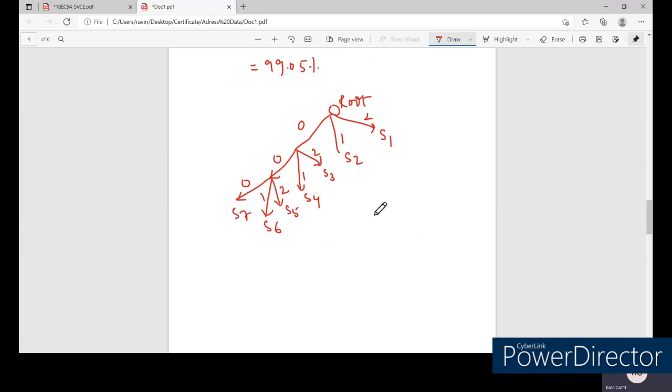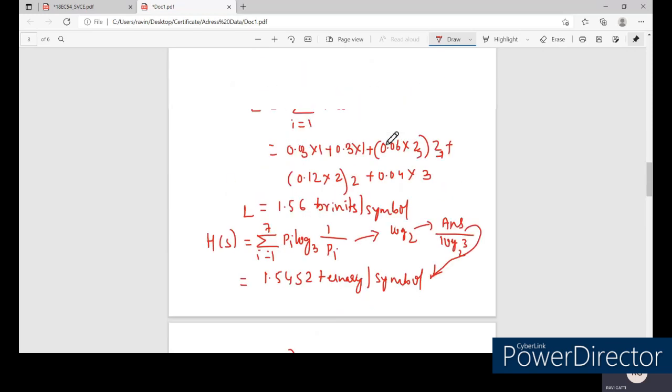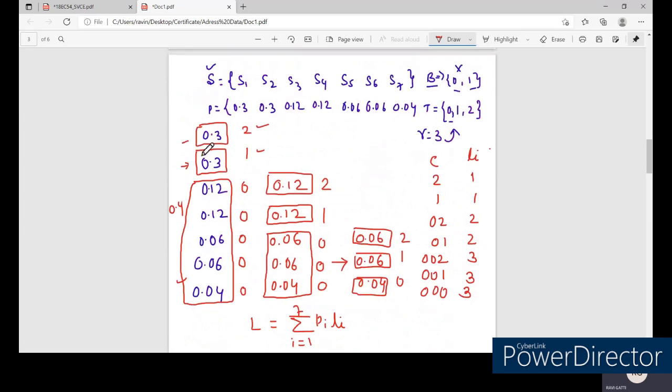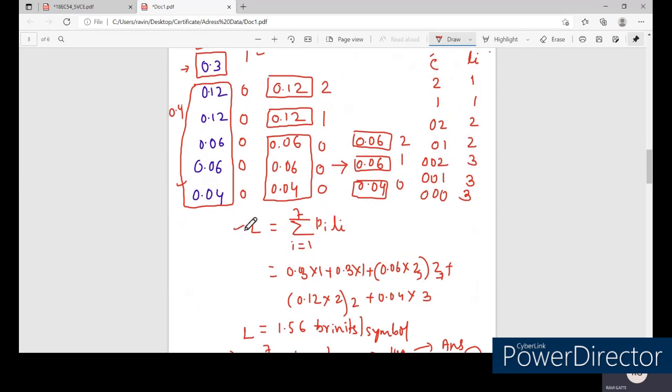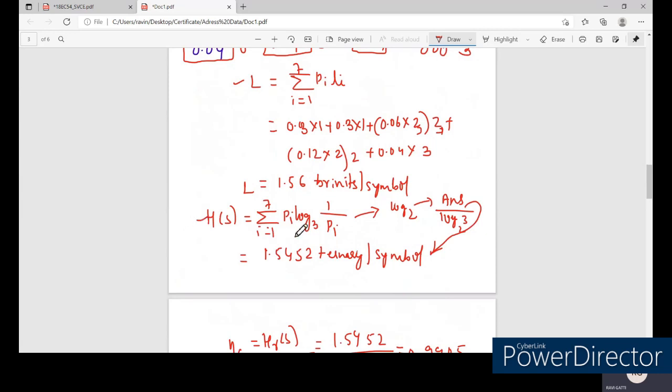This is how you find the Shannon-Fano encoding using ternary codes. First arrange the probabilities in decreasing order, divide them into 3 equal groups, find the code words and find Li. Then find the average code length, and after that the entropy. But remember that the base has to be 3 here. If you go for base 2, whatever answer you get, you need to divide it by log 3 to the base 2.